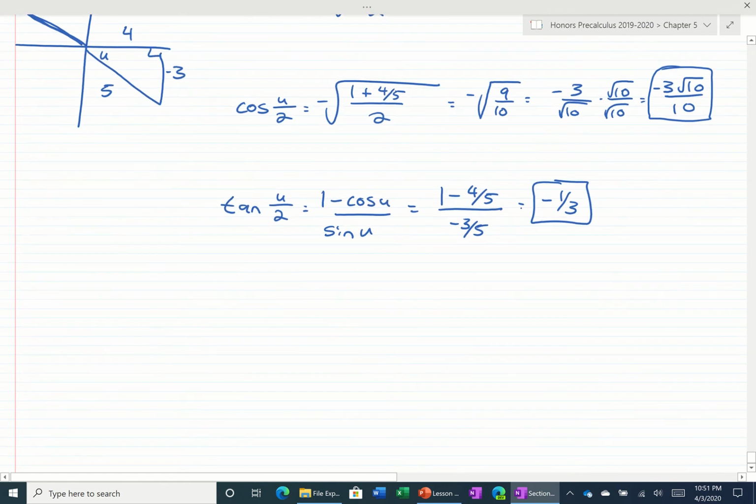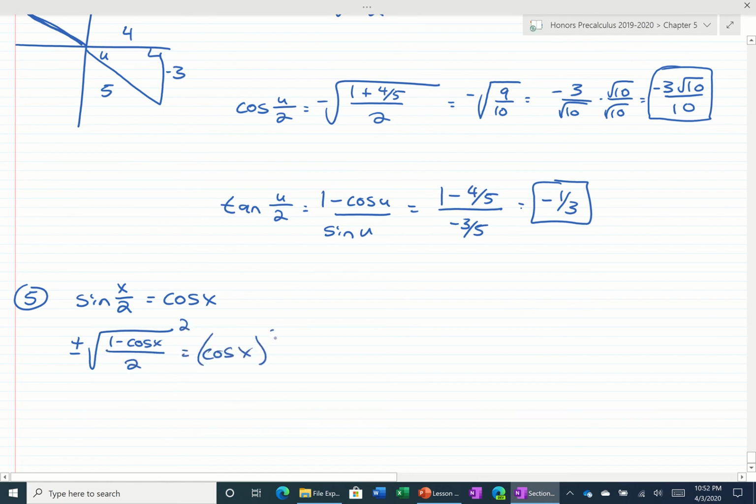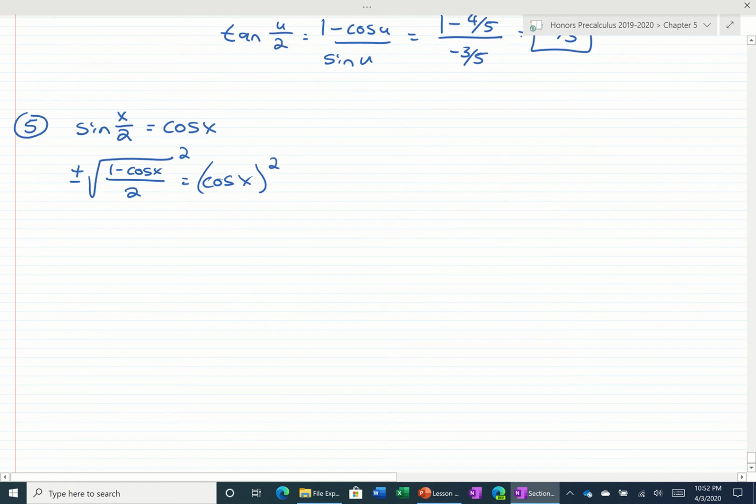And then finally number 5. It's asking us to solve this. Sine of x over 2 is equal to cosine of x. Let's put in our formula here. Sine of x over 2 is the square root of 1 minus the cosine of x over 2. We're going to have to square both sides to get rid of the radical. Squaring gets rid of the radical. Multiply everything by 2.